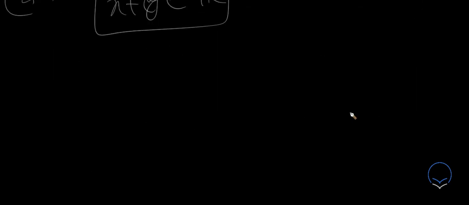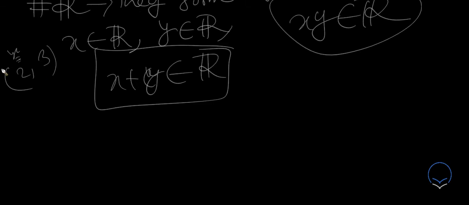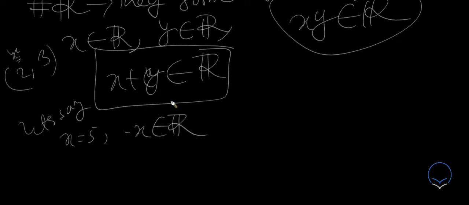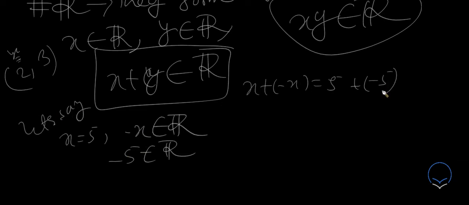Now, what about the inverses? So we have, let's say, x equals 5. So minus x also belongs to the real numbers, right? By our definitions. And we can see that minus 5 actually belongs to the real numbers. So using this, we can write x plus minus x, that is just 5 plus minus 5, which is 0. So 0 belongs to the real numbers as well.